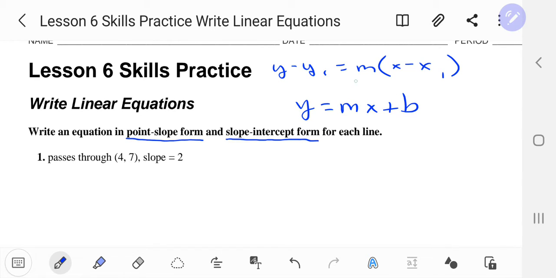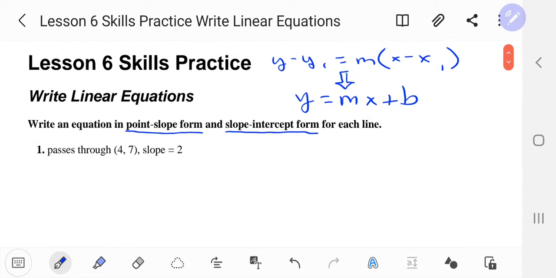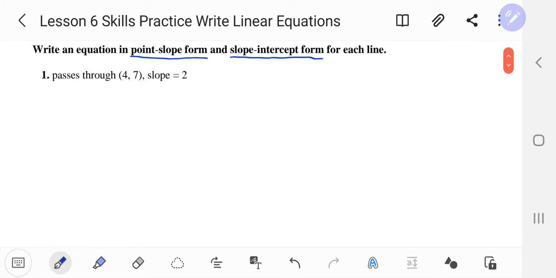And what we're going to do is take point slope and transform it into slope intercept. Okay. So let's get rolling. Make sure you have those copied down. Copy all my work. These are like notes and practice all at once. All right, let's go. Okay, we have a line that passes through 4, 7 and has a slope of 2.